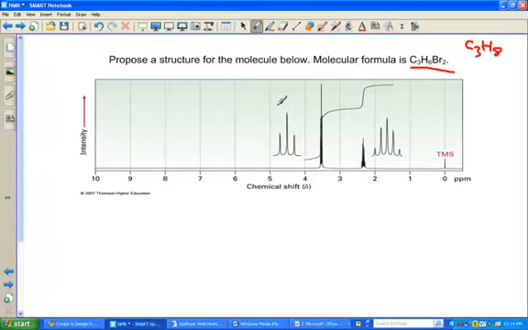Now let's look at the shapes of these again. We have a triplet, and in this case we have something else. 1, 2, 3, 4, 5. We have a quintet. All right, 5 peaks.